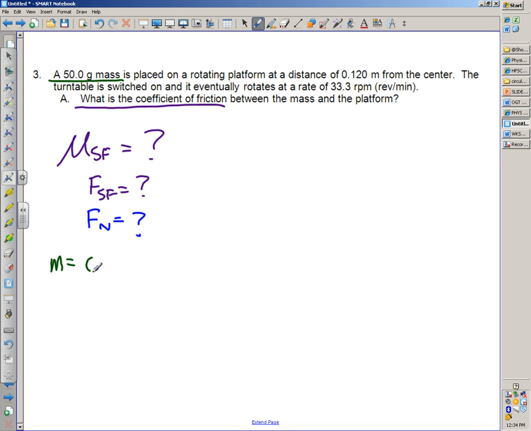It told us that the mass was 50 grams, but we don't want our mass in grams, we want it in kilograms. So we'll change it just like that. Distance of 0.120 meters from the center means our radius is 0.120. And here's where this problem starts to get a little tricky. Rotates at a rate of 33.3 RPM, revolutions per minute.